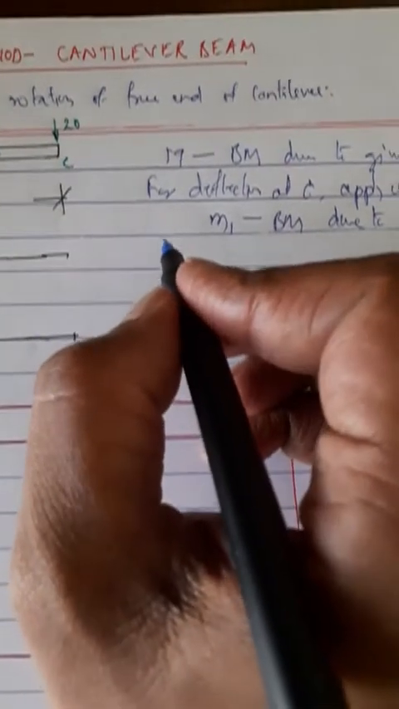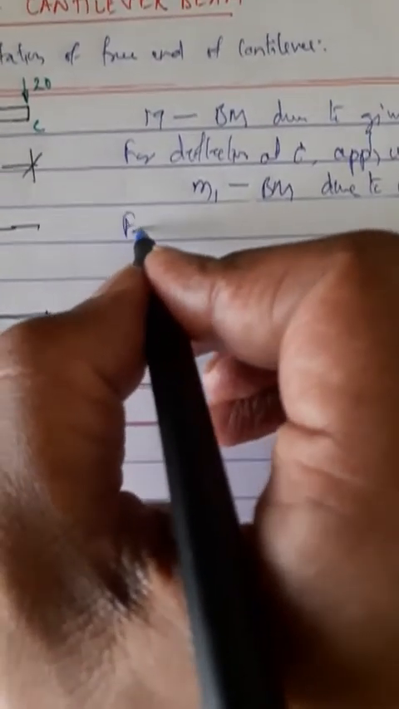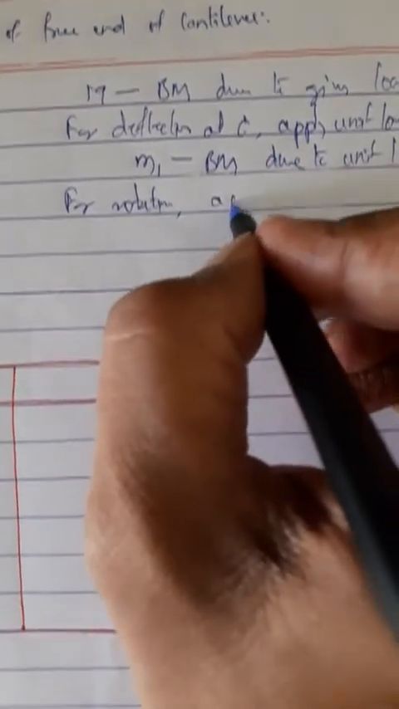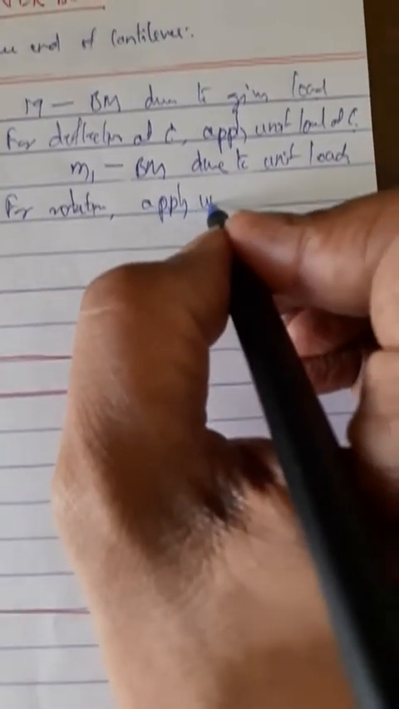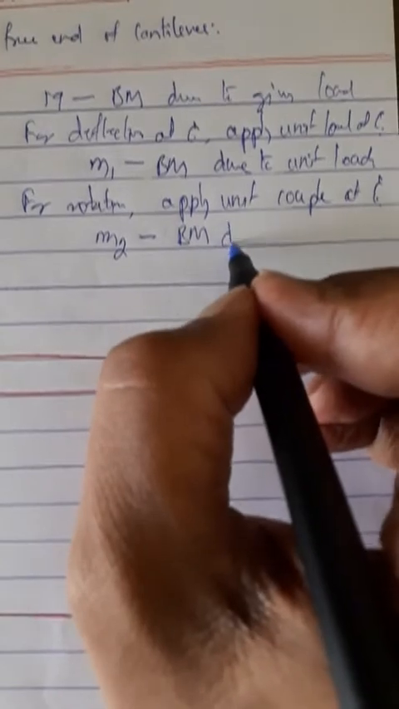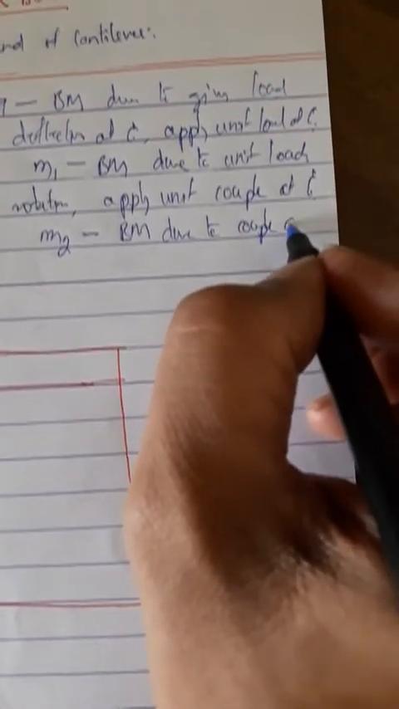Now here they have asked for rotation also. For rotation, apply unit couple or moment, unit couple at C. Therefore, calculate values of M2. M2 is the bending moment due to couple at C.